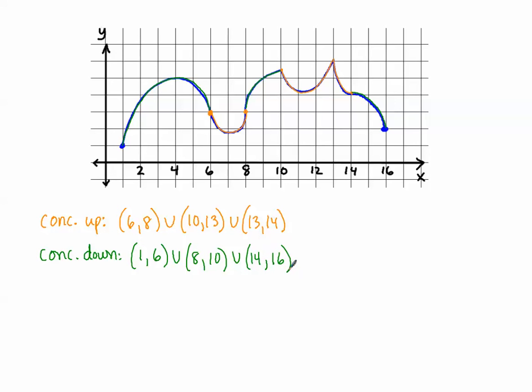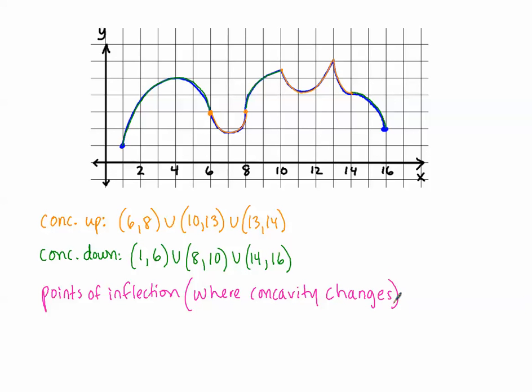Now where the concavity changes, those things are called points of inflection. Those are where the concavity changes. Points of inflection or inflection points. I like to abbreviate POI for short. Points of inflection or POI for short. Those are points. Those are X, Y coordinates where concavity changes. Here is a POI because I see concave down changes to concave up. So that is a point of inflection.